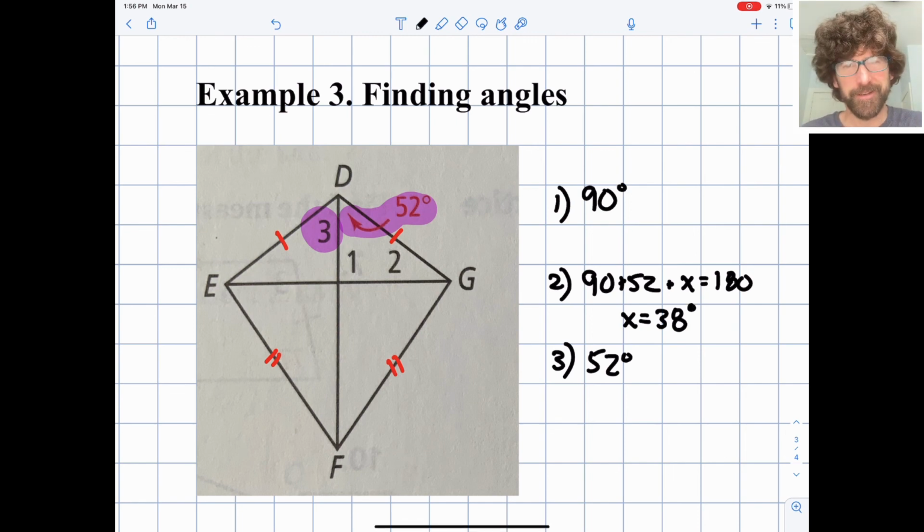All right, lots of things to remember around trapezoids and kites, but we did it, we got through it, and that's a good place to stop.